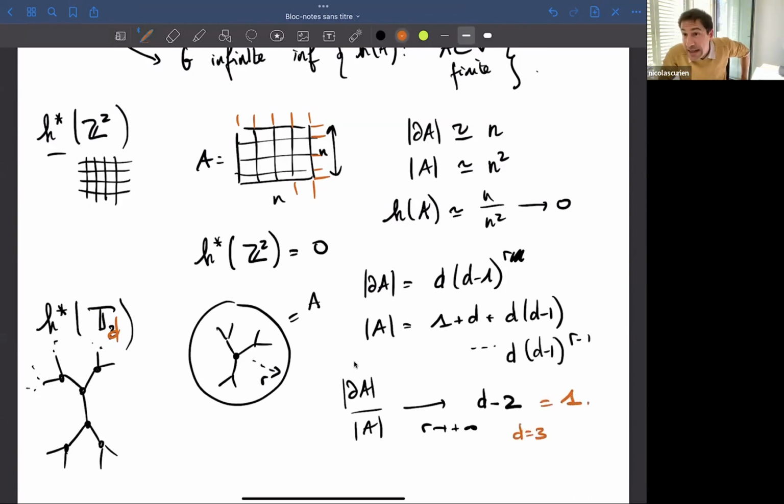So what does that mean here? That means that if you take big boxes in your tree, and you look at the size of the boundary with respect to the size of the inside, then they are roughly proportional, and the proportionality constant is D minus 2 here.